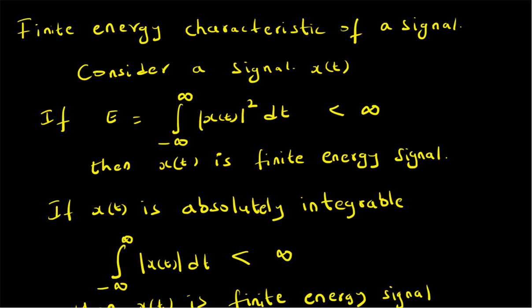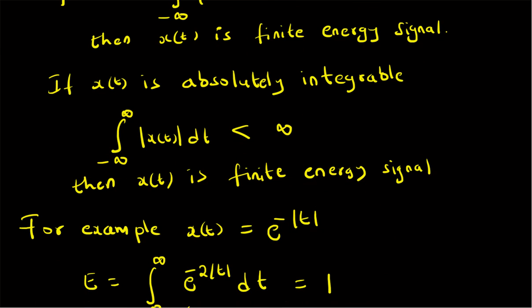To summarize, in this video we have looked at the finite energy characteristic of a signal. Given a signal x of t, we define it as having finite energy if its energy is less than infinity. That means, by the definition, the integral from minus infinity to plus infinity of the absolute value of x of t squared dt is the energy, and if this value is less than infinity, the signal is said to be of finite energy. But instead of trying to evaluate this energy value, we can just look at the function itself and see if it is absolutely integrable. If this is the case, then the signal can also be judged to be of finite energy.